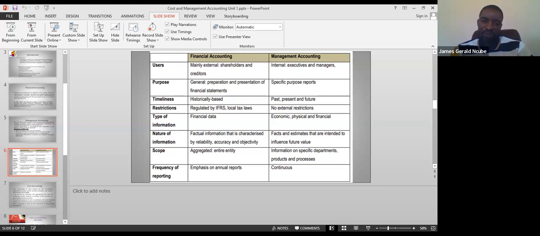Whereas in management accounting, the reporting frequency is continuous. It can be weekly, it can be daily, so the reports will be at short intervals and continuous throughout the year.